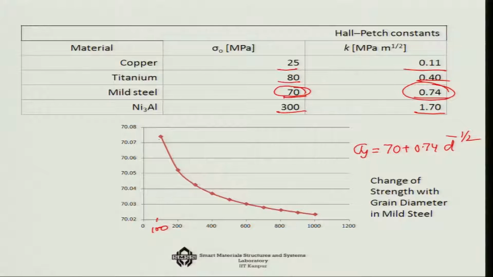So, we can really see that as the grain size is increasing, even though not at a very high level, it is indeed decreasing sigma y. So, the Hall-Petch constant very nicely describes how the grain size affects the strength of mild steel, and similarly for the other alloys.